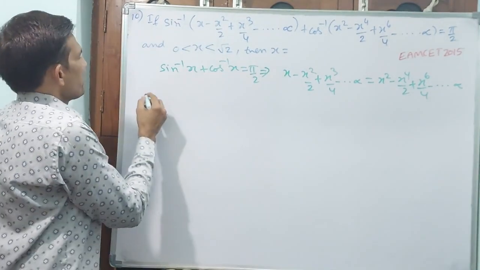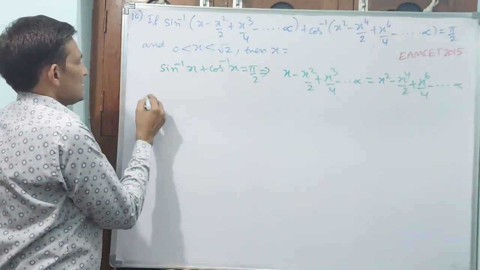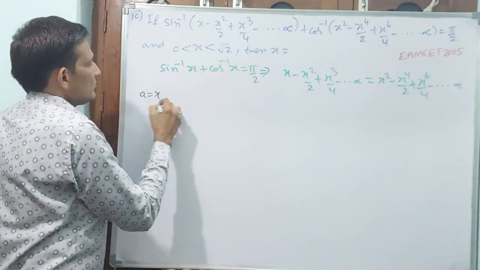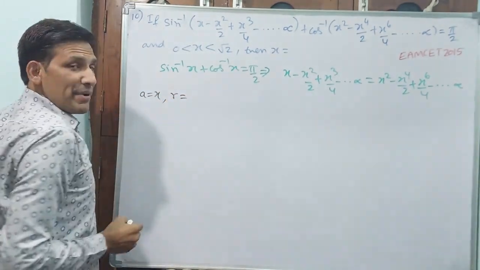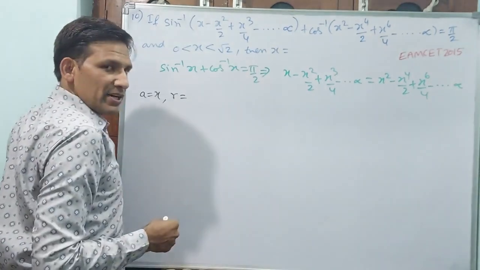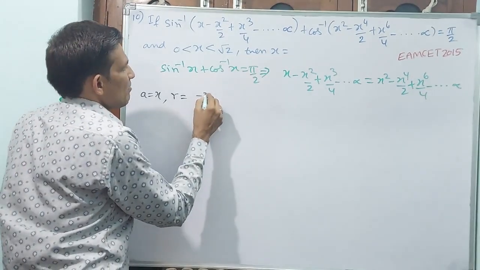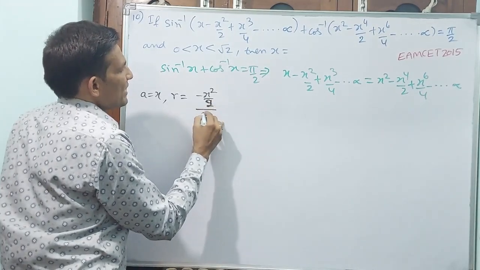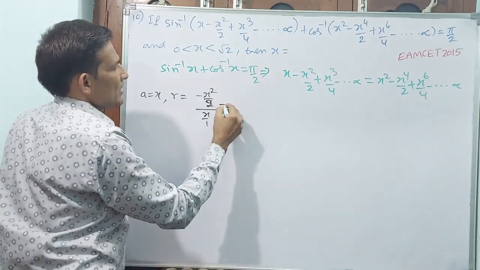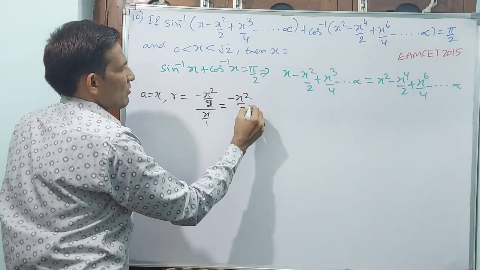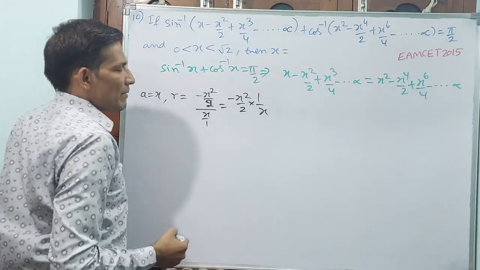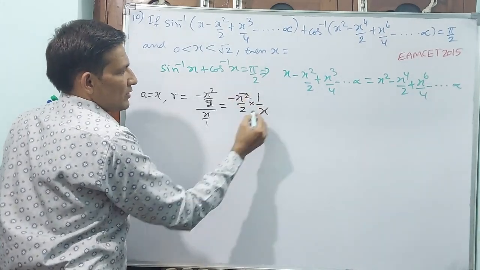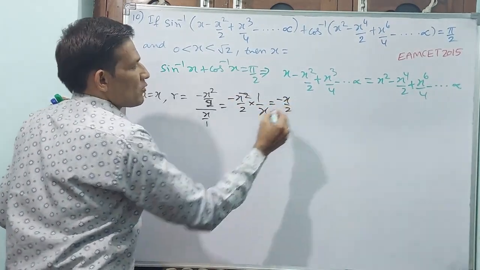See how I am writing. If this series I am taking first, you take a as x first, then what will be r? Geometric progression or geometric series. That means minus x square by 2 divided by x by 1. That is equal to minus x square by 2 into 1 by x. See, x will completely go away, minus x by 2 will come.